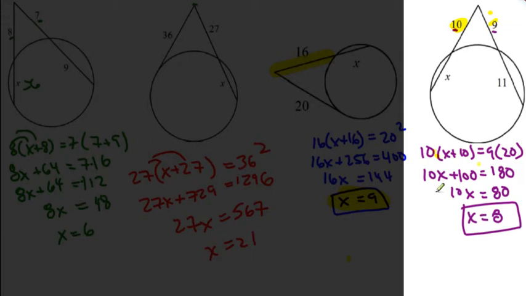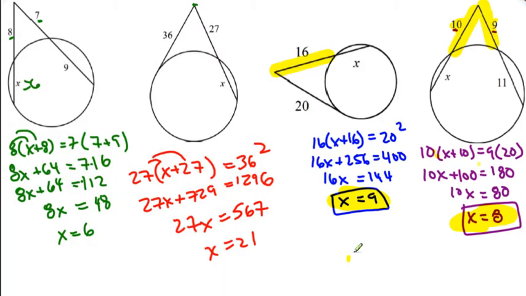And for the last one, you have two secants. It's the external part times the entire secant. So that's 10 times x plus 10 equals 9 times the external times the entire, which would be 20. You can just add those together, work out a little algebra, and you get x equals 8 for that one. Hey, those are those examples. Let's do a little more Friends.